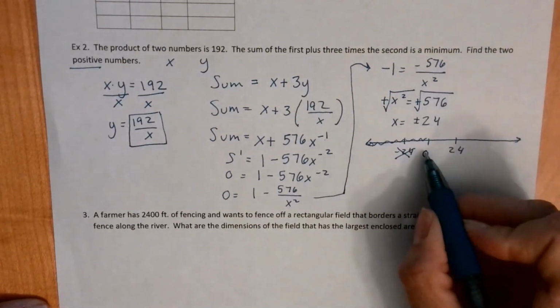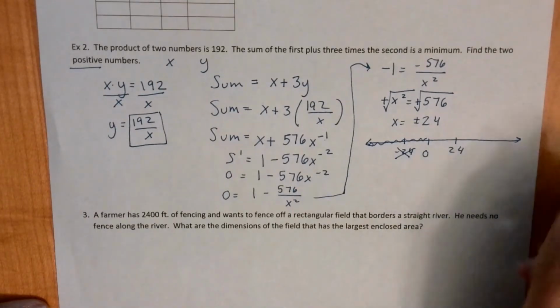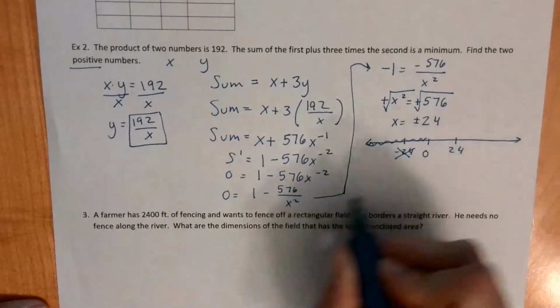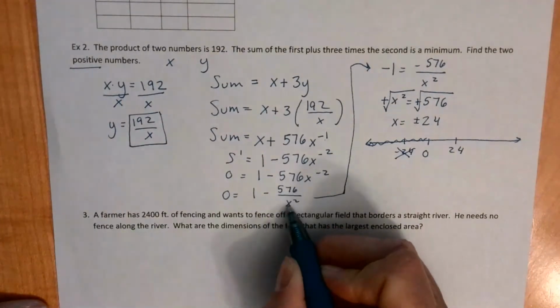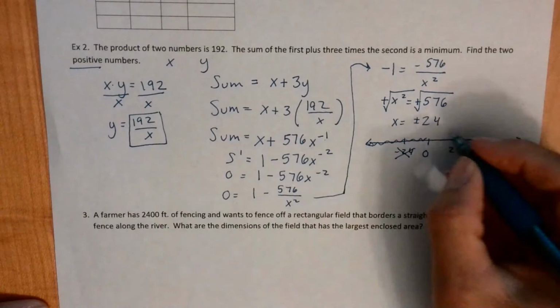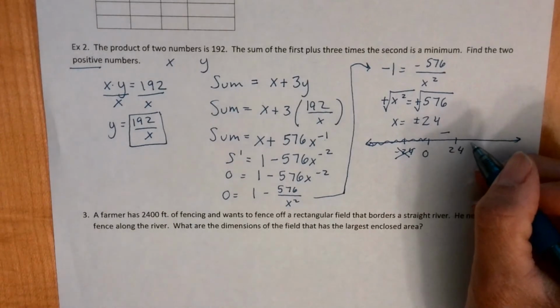So I'm going to substitute numbers between 0 and 24 and infinity. So if I substitute a 1 in, if I come back over here, 1 minus 576 over 1 would be a negative number. And if I substitute a number bigger than 24, I could do 25. I'm just going to do 1,000.